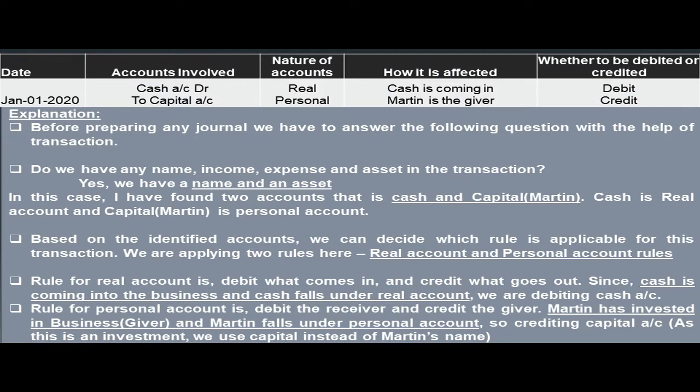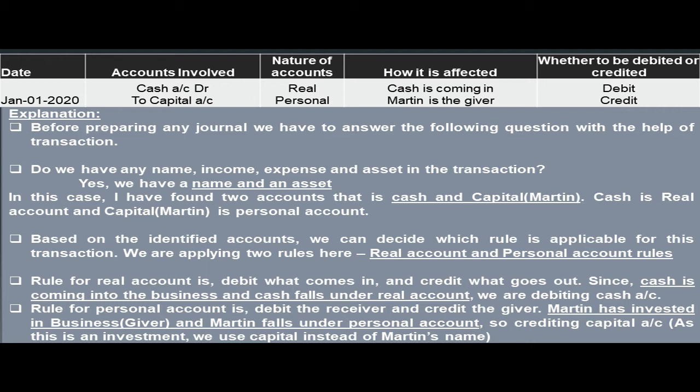Before preparing any journal, we have to answer the following question with the help of the transaction. The question is, do we have any name, income, expense or asset in the transaction? In this transaction, we have a name and an asset. I have found two accounts, that is cash and capital. Cash is real account and capital is personal account.